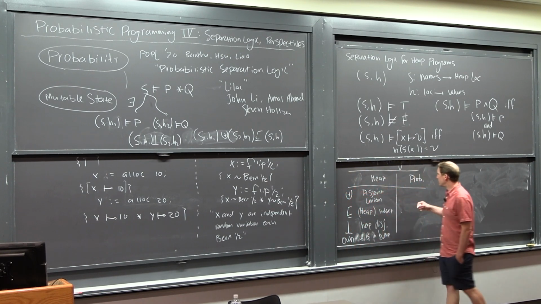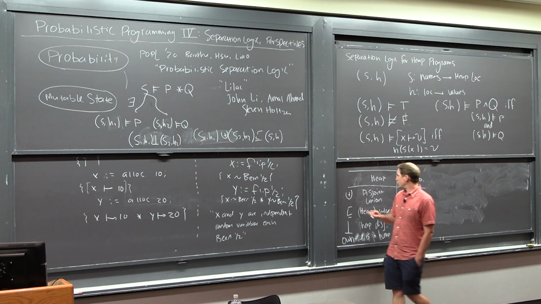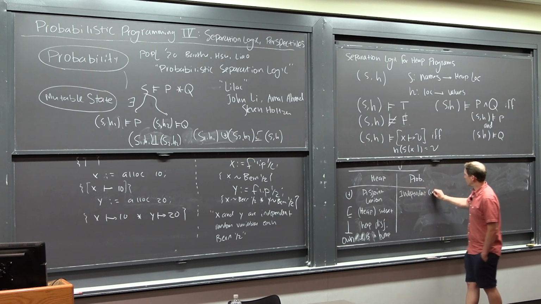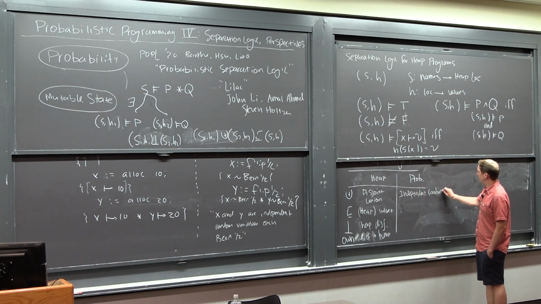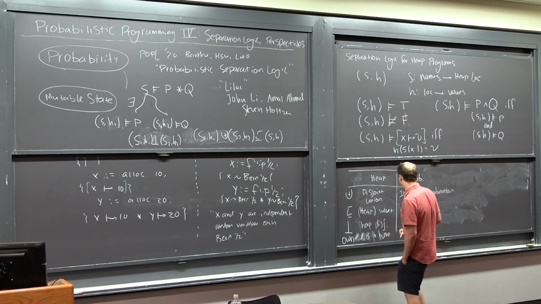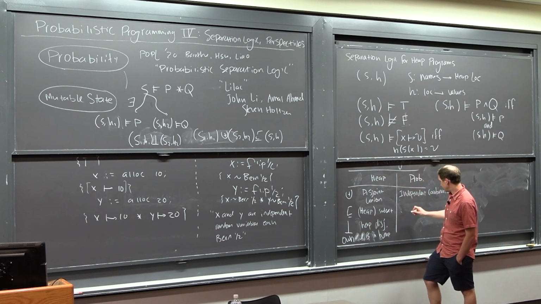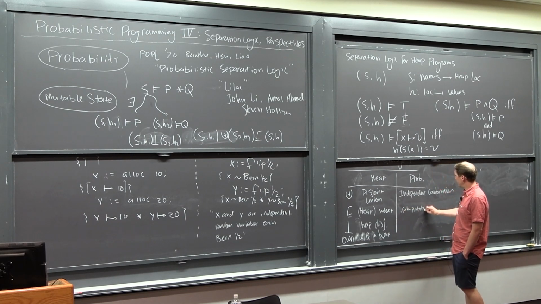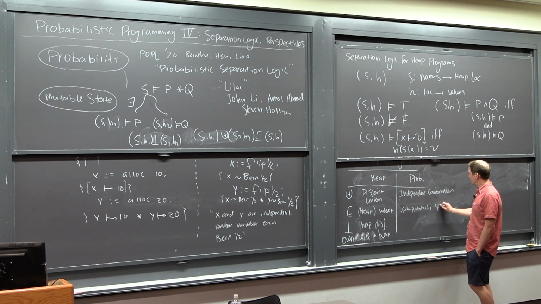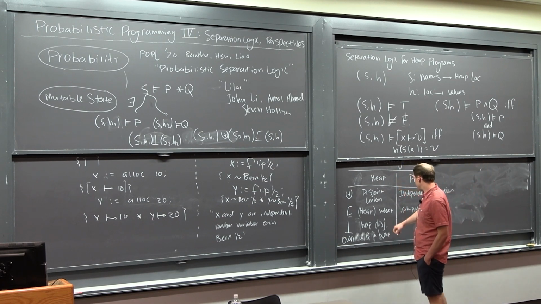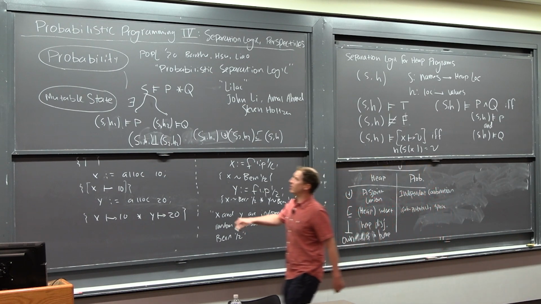So we had one. The definition of disjoint union is something called independent combination, which was a new thing. And then the heap subset was essentially sub-probability space. And then heap disjointness. Well, let me get back to those. I want to show you the model.